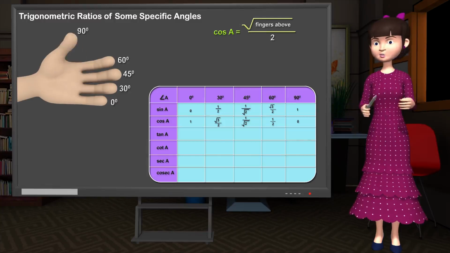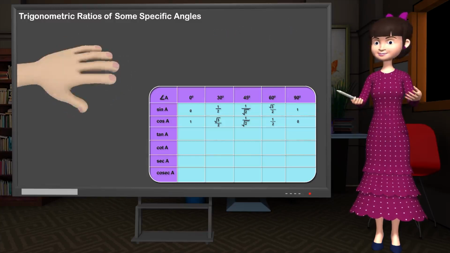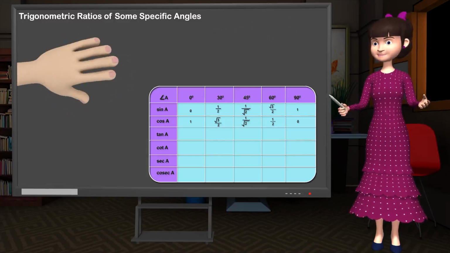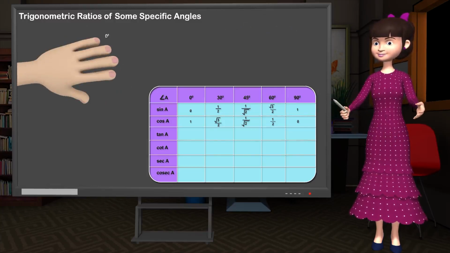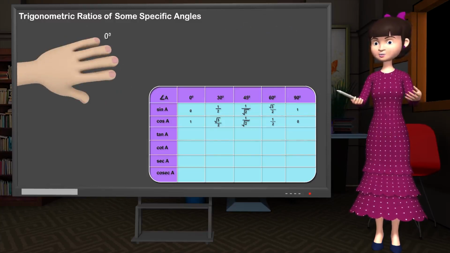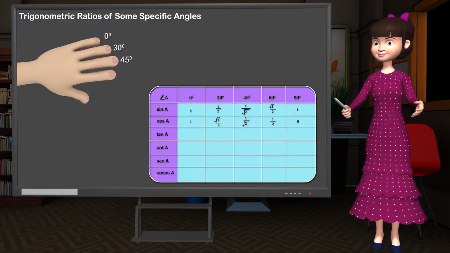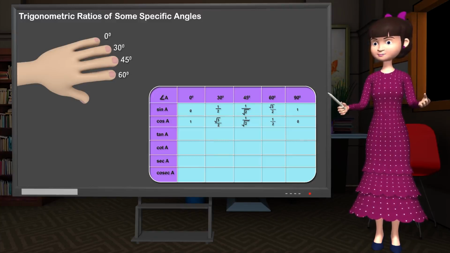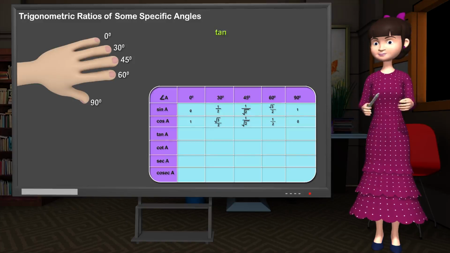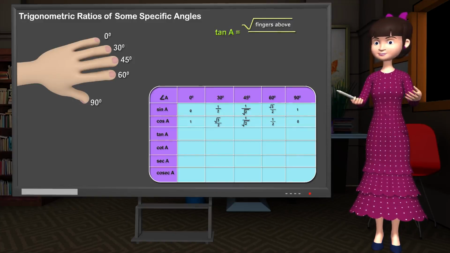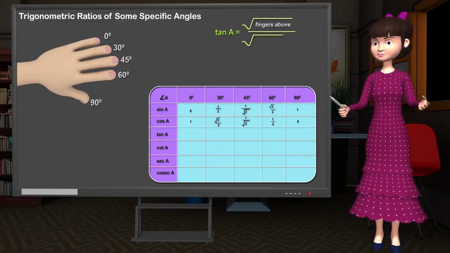In order to find the value of tan, just flip your hand. Again consider your little finger as 0 degrees, ring finger as 30 degrees, middle finger as 45 degrees, index finger as 60 degrees and the thumb as 90 degrees. Now the formula to find tan is the square root of fingers above by the square root of fingers below.